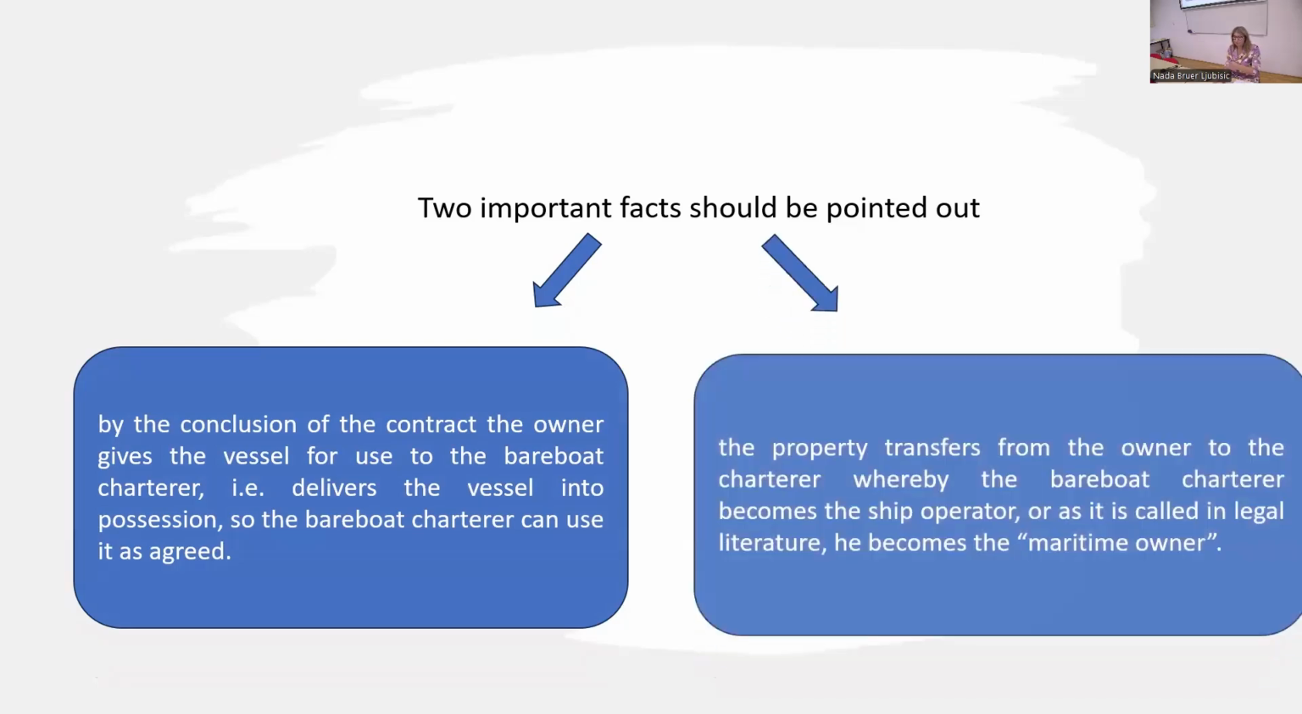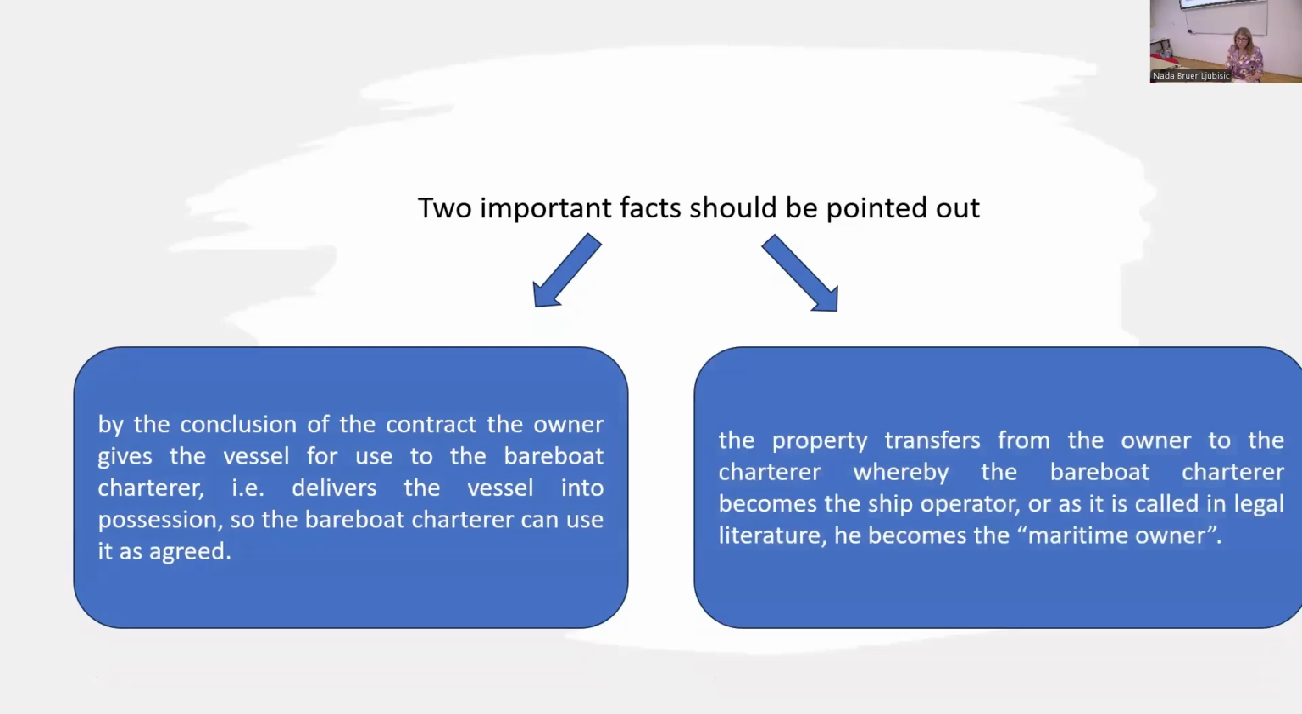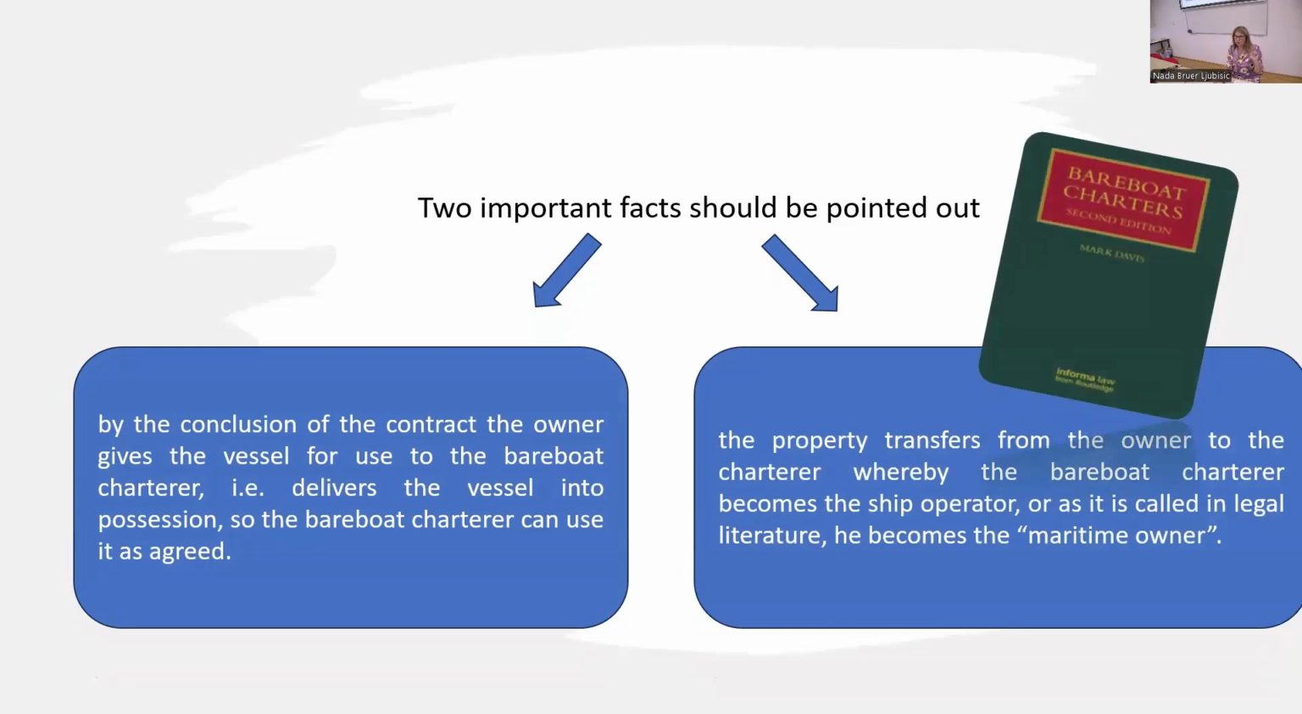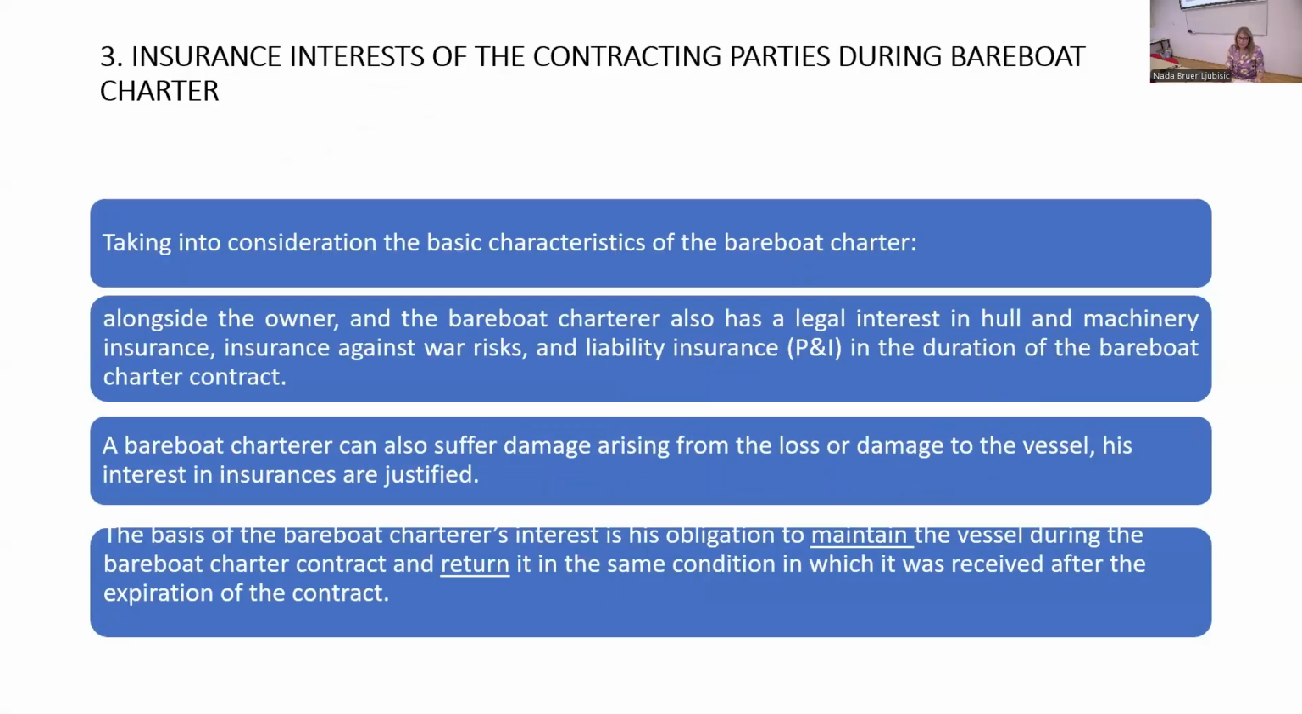Because of that, the bareboat charterer becomes the ship operator, or, as we can see in some legal literature, some authors call him the maritime owner. So, taking into consideration all these really basic characteristics of bareboat charter, alongside the owner, the bareboat charterer also has a legal interest in hull and machinery insurance, insurance against war risks, and liability insurance or protection and indemnity insurance for the duration of bareboat charter contracts.